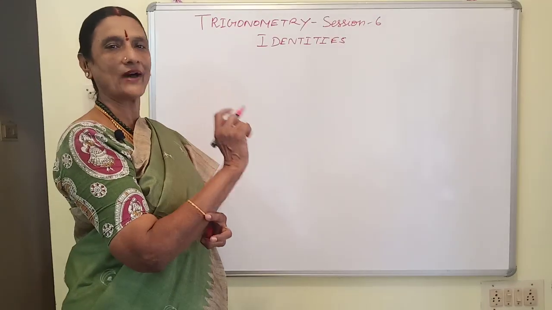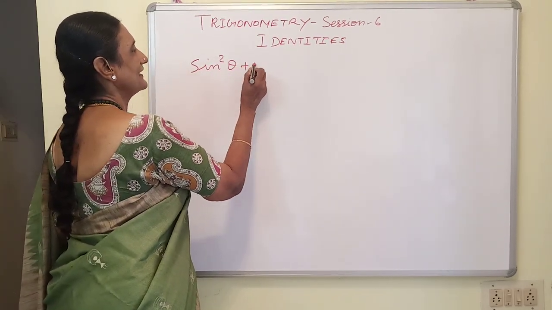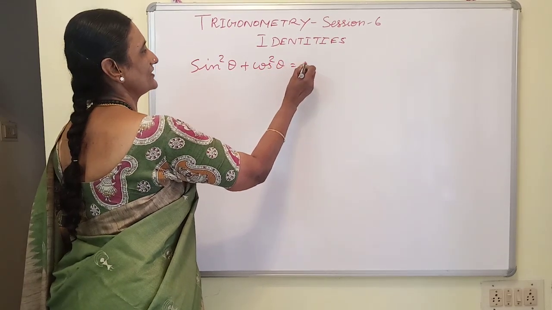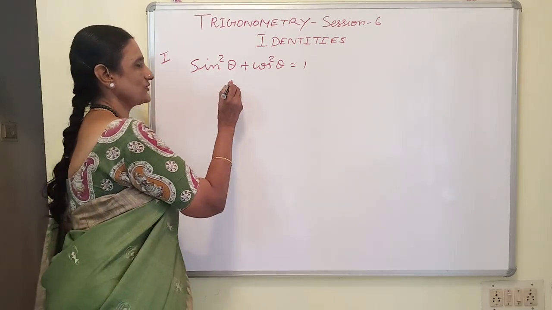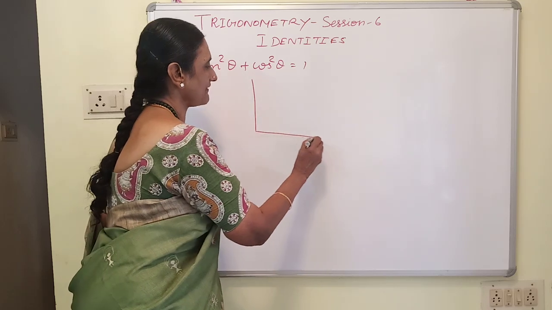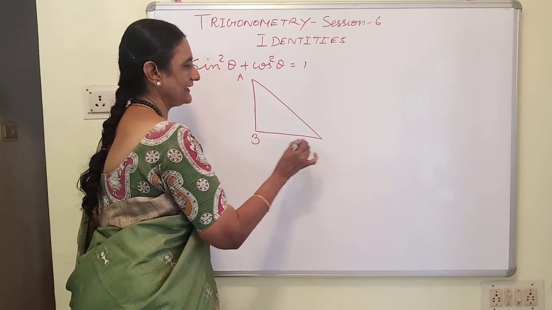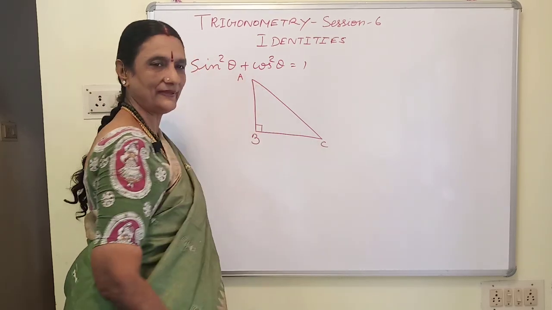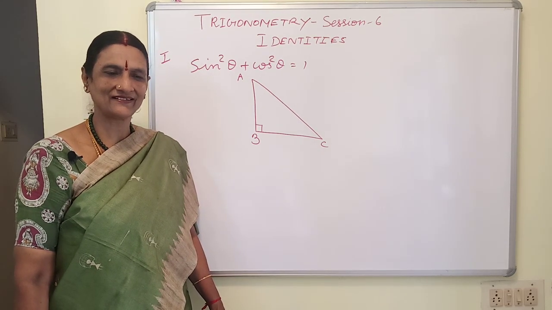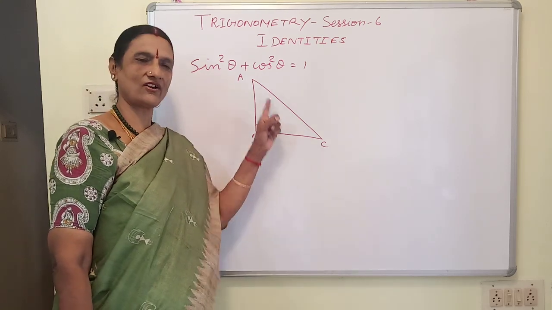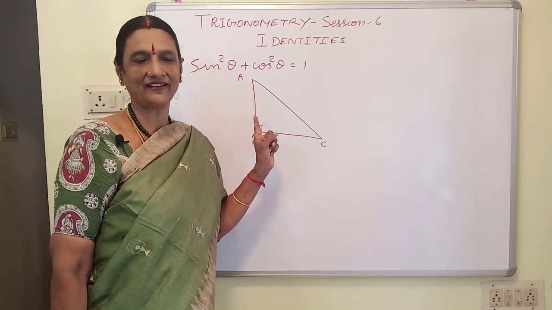Now, the very first one being sine square theta plus cos square theta is equal to 1. This is the first identity. So what have we to do? As usual, we are going to draw a right triangle. I want all of you to do with me. So, draw a right triangle with B as the right angle. Ready? Hope you are doing it. So, take your notebooks and draw a right triangle and then mark the right angle as B and get ready.